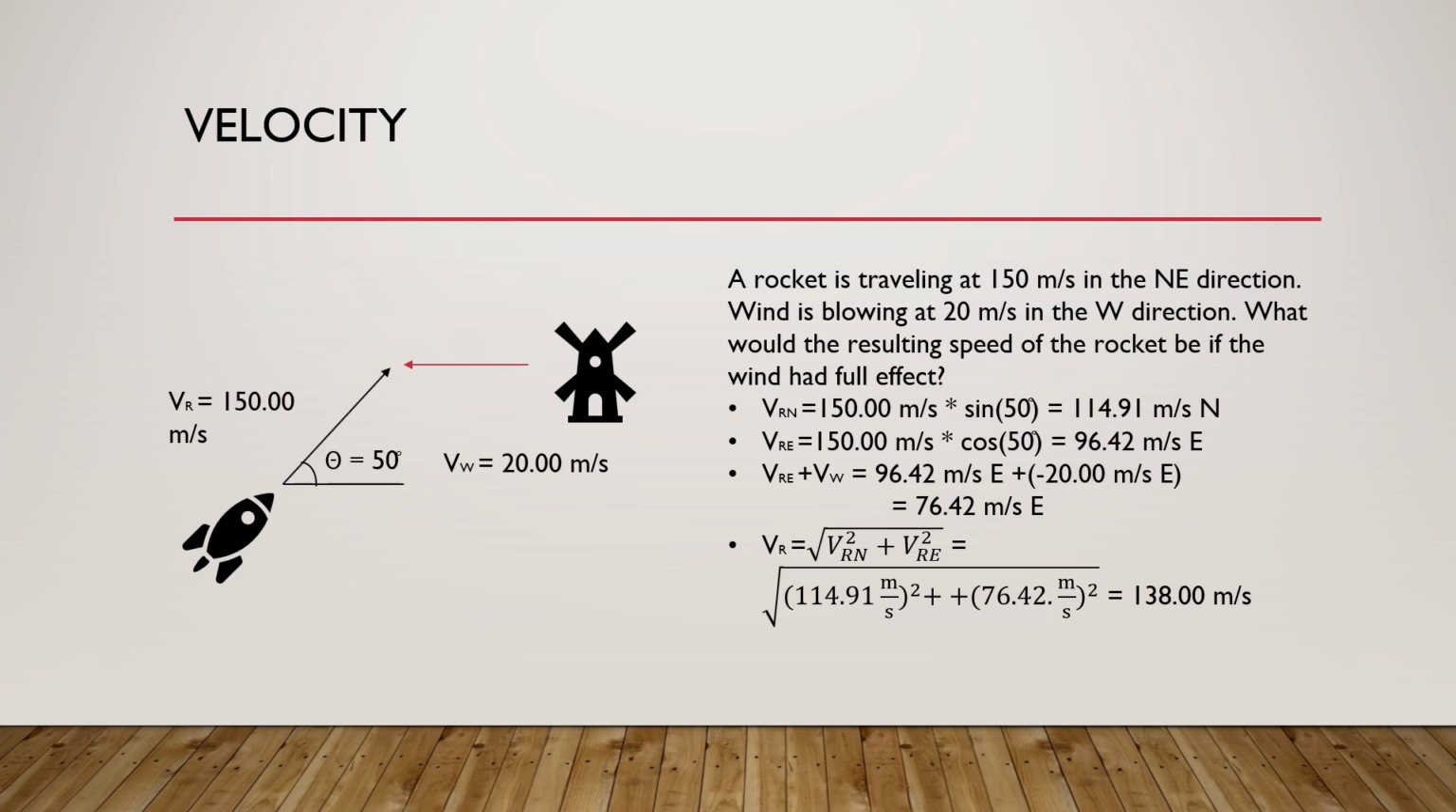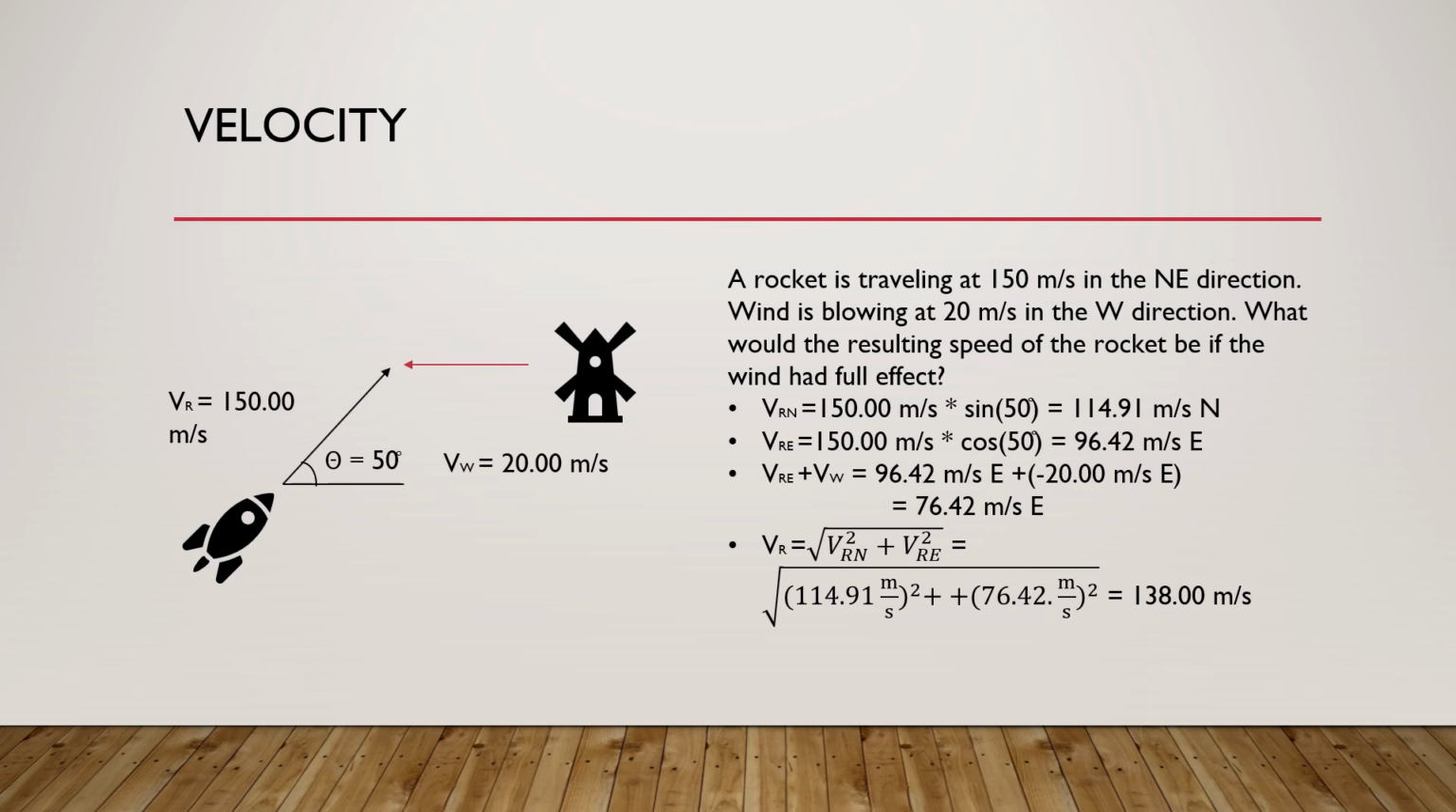The first equation shows how to obtain the velocity of the rocket in the north direction, while the second equation shows the velocity in the east direction. These values are found by multiplying the magnitude, or length, of the vector by their respective cosine and sine values. For the north direction, you would use the sine of the given angle, 50 degrees, and for the east direction, you would use cosine of 50 degrees.